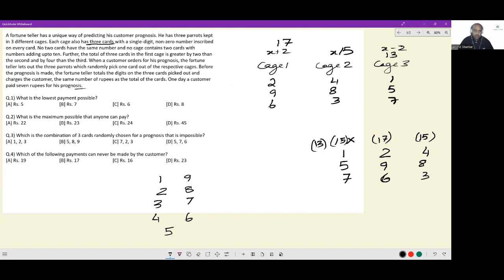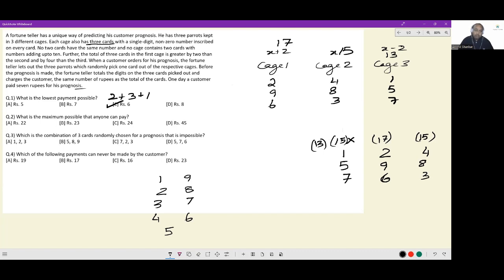Let's get to individual questions. What is the lowest payment possible? The smallest number from cage 1 is 2. The smallest number from cage 2 is 3. And the smallest number from cage 3 is 1. So the lowest payment possible is rupees 6.